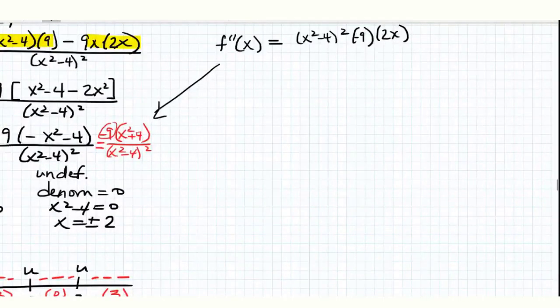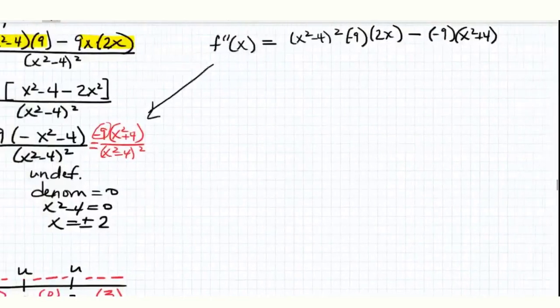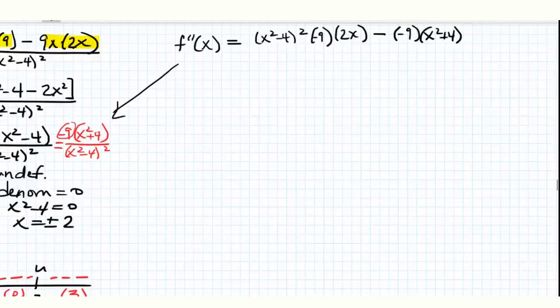And then we're going to say minus the top times the derivative of the bottom. So negative 9 times x squared plus 4 times the derivative of the bottom, which is going to require the use of the chain rule. We're going to bring the general power rule, bring the 2 out front, and subtract 1 from it. But then we have to multiply by the derivative of the base, so that's going to be 2x.